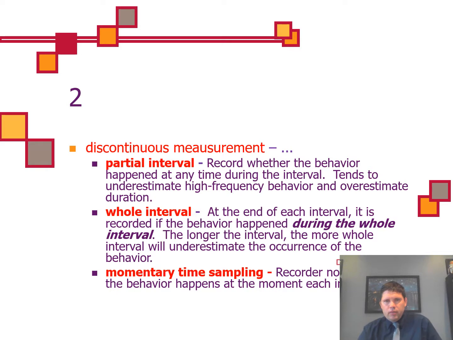Discontinuous measurement is where we measure a little bit here, a little bit there, and then we add up everything at the end. We look at partial interval. That's where we record the behavior, and if the behavior happened at any time during that interval, we put a mark down. That tends to overestimate behavior. We have whole interval. We look at the whole interval, and if the behavior happened during the entire time, then we mark it down. That underestimates the behavior. Then we have momentary time sampling, which is a little bit more advanced.